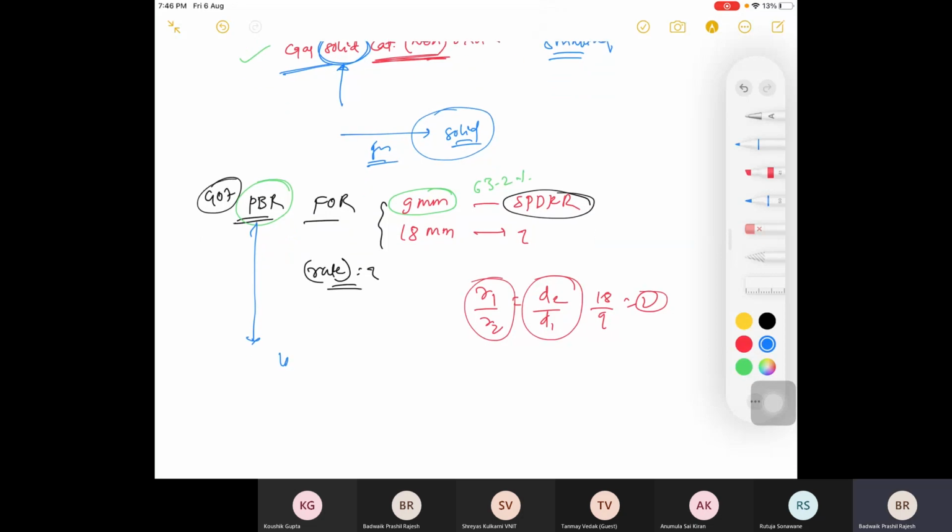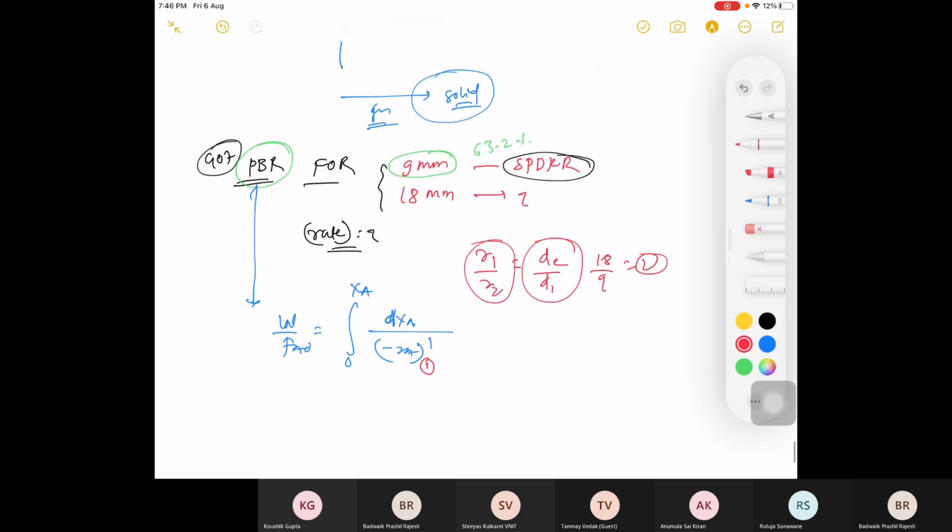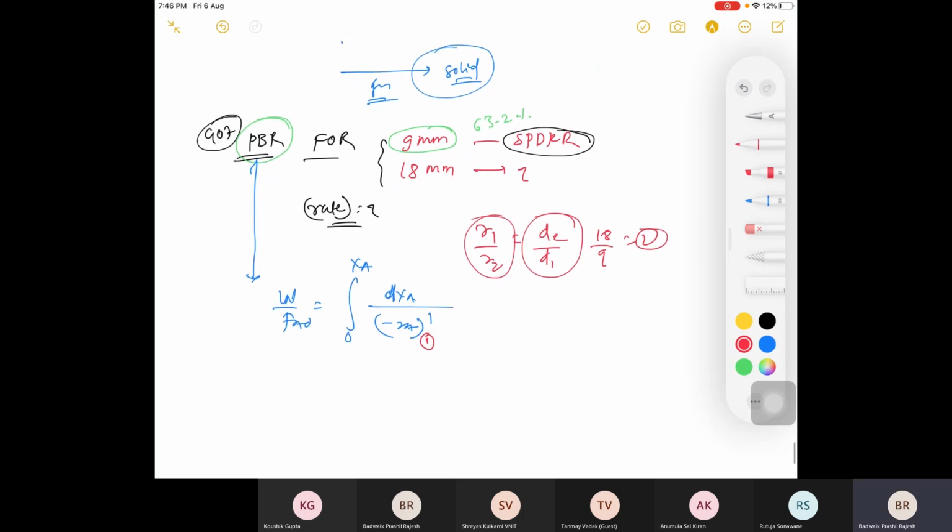So in that case, you need to follow the packed bed reactor formula. What was that? W divided by FA0 is equal to the integral from 0 to XA of dXA divided by minus rA. And I'm writing it as 1 for the 9 mm catalyst. You just substitute the value here. What is the rate? k into CA0 into (1 minus XA).